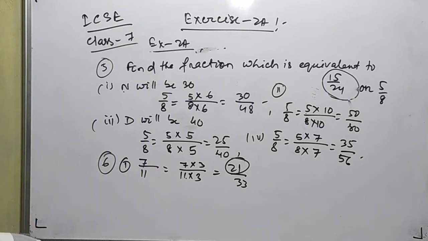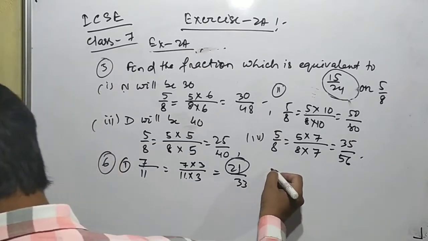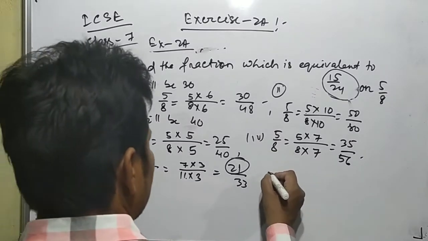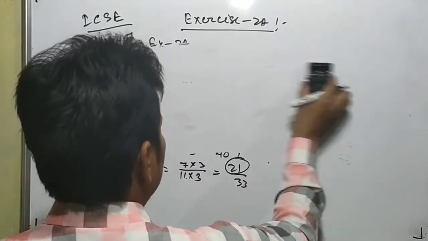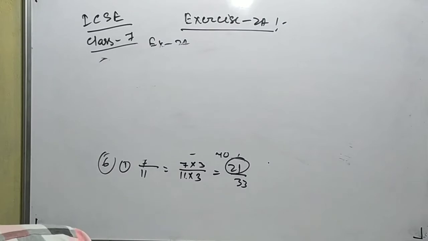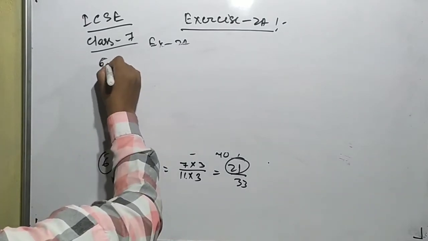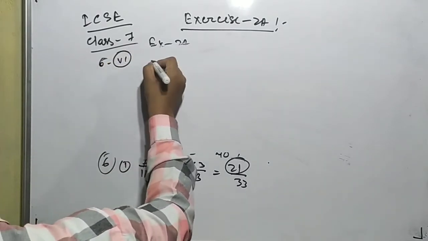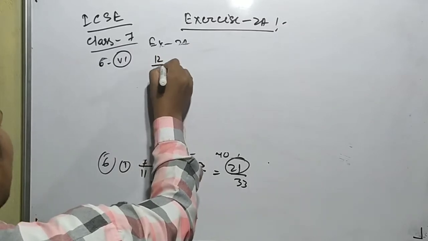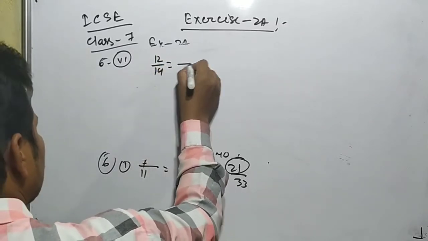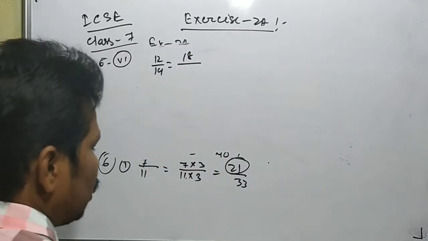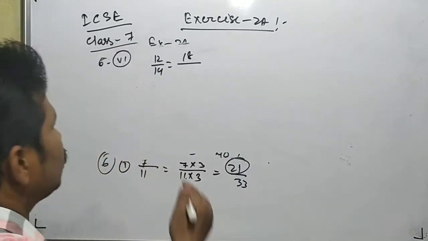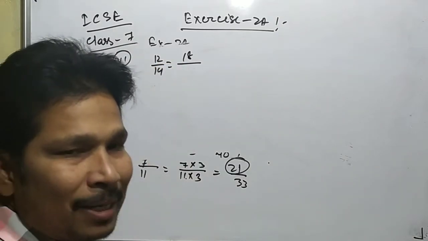Similarly, another question: 12 by 14 equals how much by 18? Bit 6 is very important. Mark this question, question number 6, bit 6. What is the question? 12 by 14 is equal to blank by 18. Again, we can see here 12 by 14 is not in the simplest form.